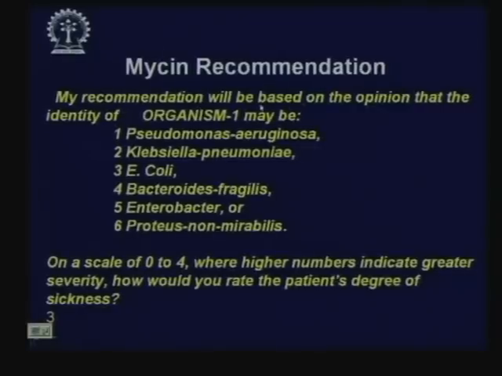My recommendation will be based on the opinion that the identity of organism may be, note this, may be Pseudomonas aeruginosa and other such, E. coli and other such possibilities. So this is my provisional diagnosis. On a scale of 0 to 4, where higher numbers indicate greater severity, it is asking the doctor: how do you rate the patient's degree of sickness? The doctor says 3.